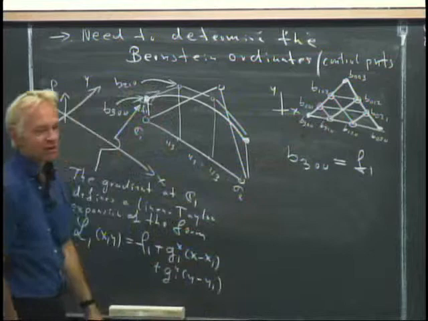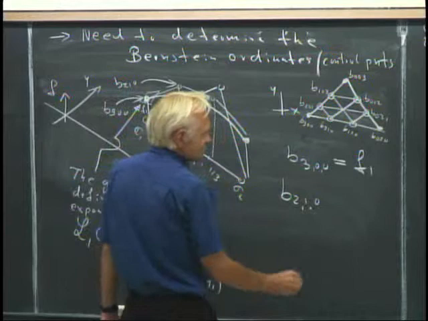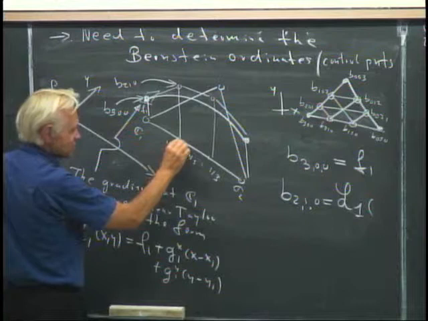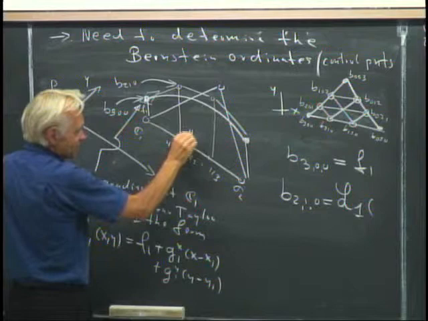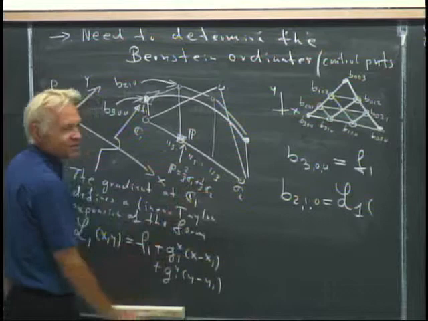So you get b210. I forgot to put in the commas, but know that there are commas. So this thing is just the Taylor expansion L1 evaluated at this particular location P. Let's call this location P. And if this is 1/3 of the way down, then P is what? P is 2/3 of corner 1 plus 1/3 of corner 2. It's just linear interpolation along that edge.